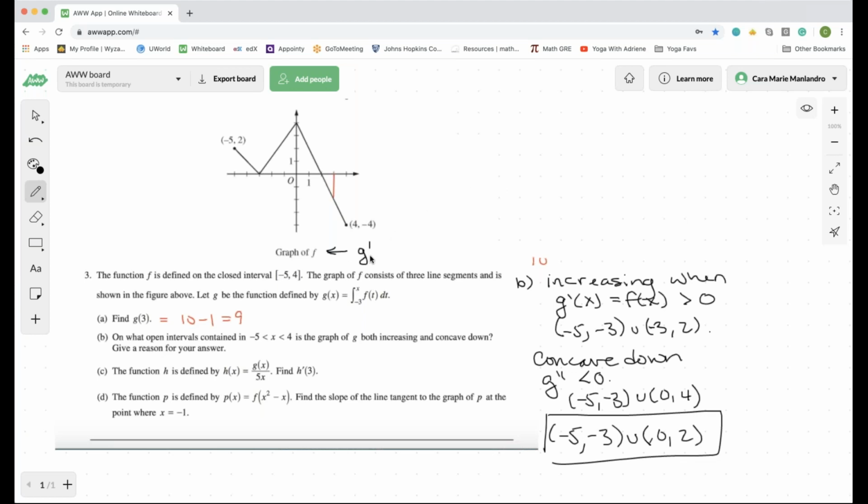So this is g prime. G double prime is the slope of g prime. I could actually go through and find g double prime for everything here. So g double prime on -5 to -3 is the slope of this line. The slope of this line looks like it's negative, going -2 over -2 is -1. So g double prime here is -1, and so on. Does that make sense? No problem.